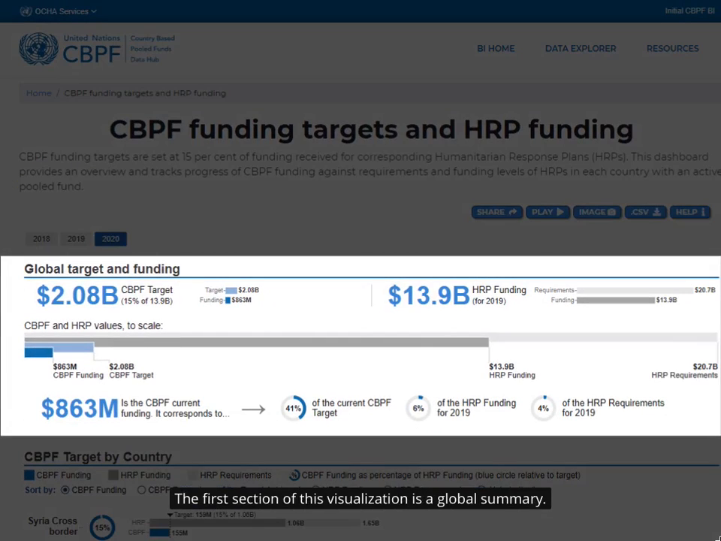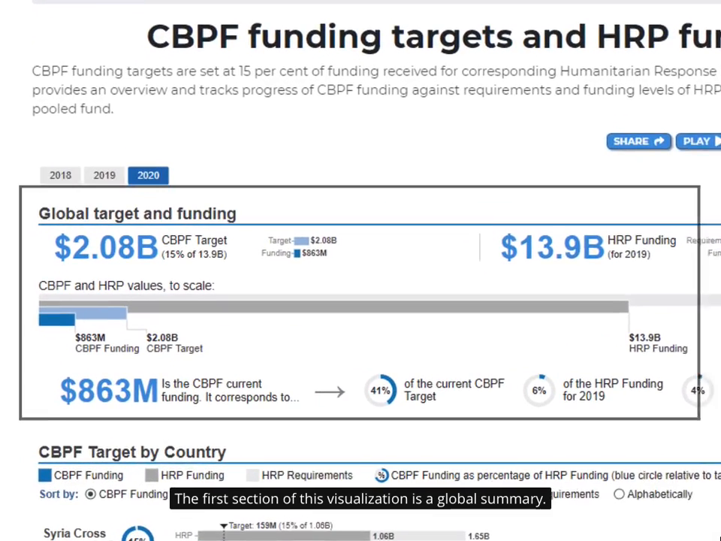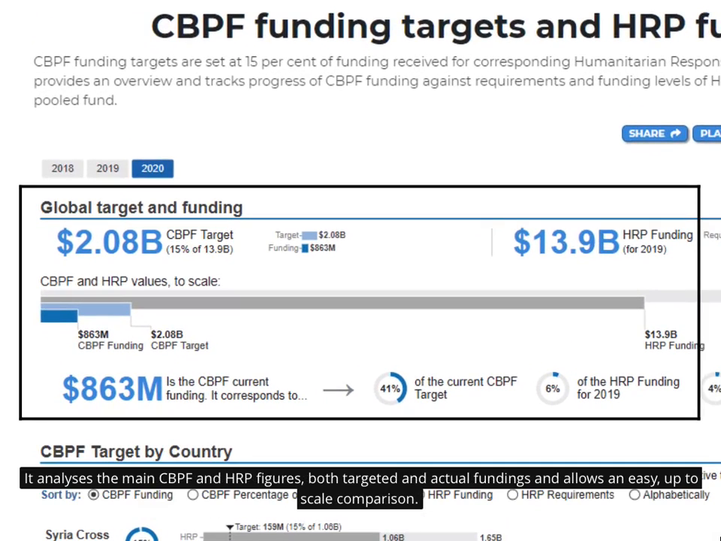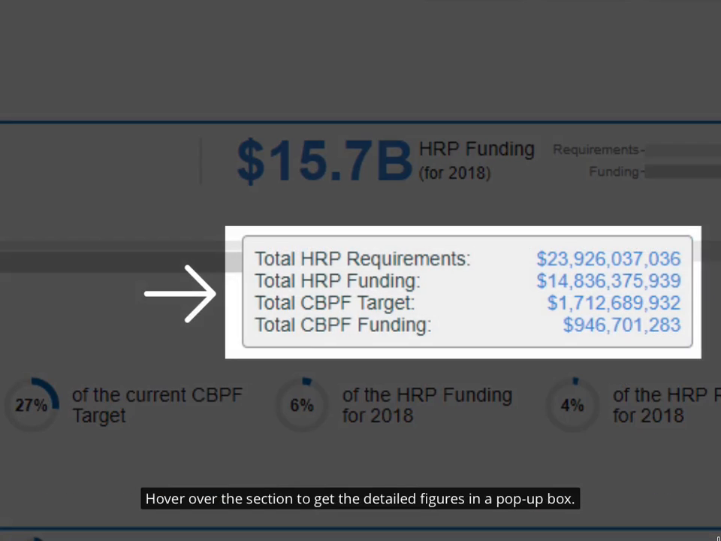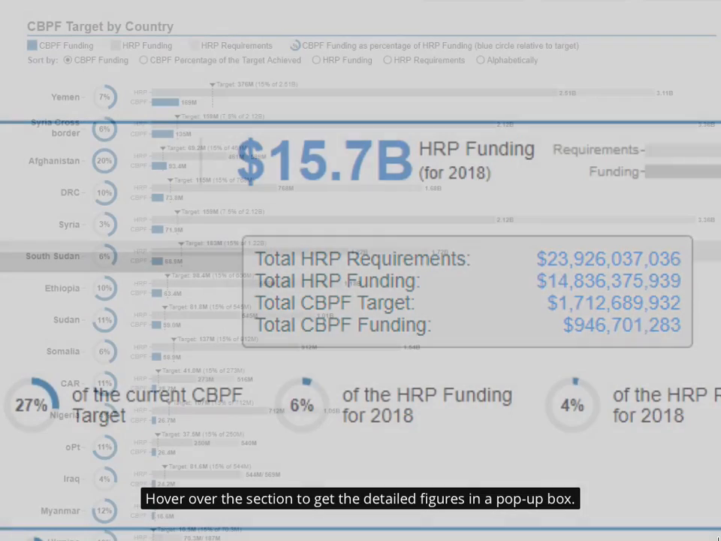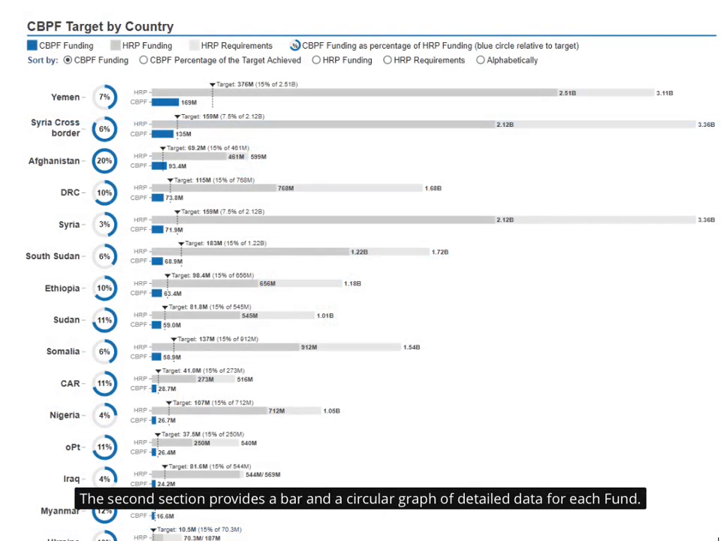The first section of this visualization is a global summary. It analyzes the main CBPF and HRP figures, both targeted and actual fundings, and allows an easy, up-to-scale comparison. Hover over the section to get the detailed figures in a pop-up box. The second section provides a bar and a circular graph of detailed data for each fund.